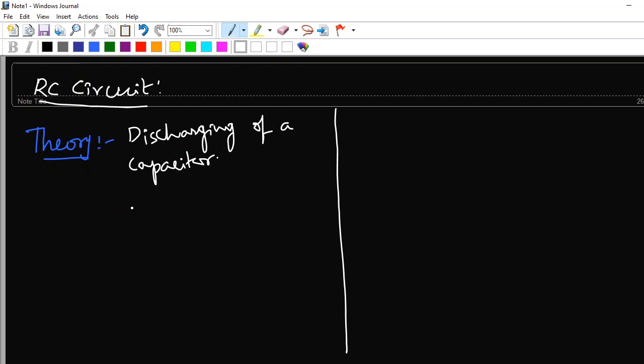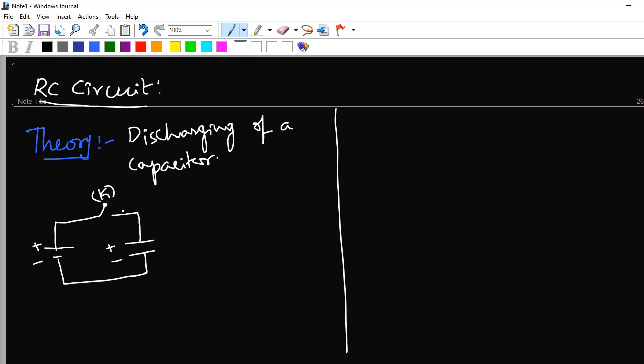To understand this, let us take the circuit diagram which we are going to use in our experiment. The circuit diagram consists of a battery followed by a key, and this battery will be connected to the given capacitor. This is the positive terminal of the battery, this is the negative terminal, and hence this is positive and this is negative of the capacitor. Now, in this experiment, we are going to close this key. This is known as the key.